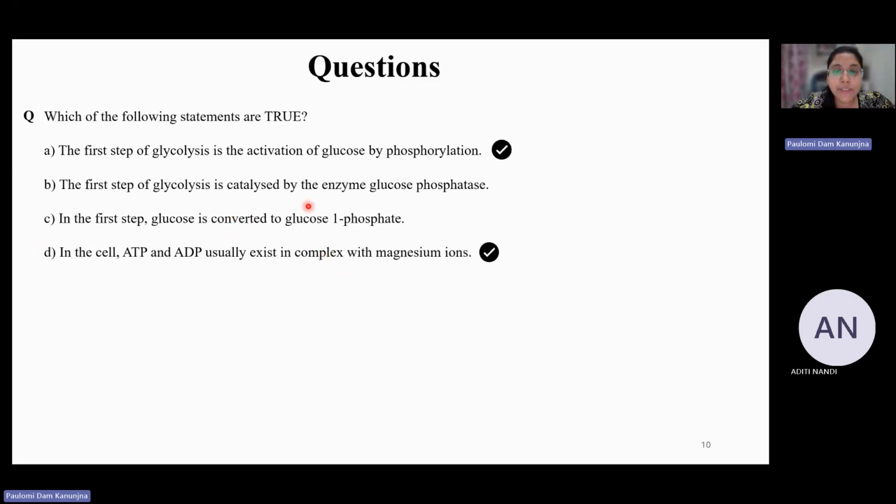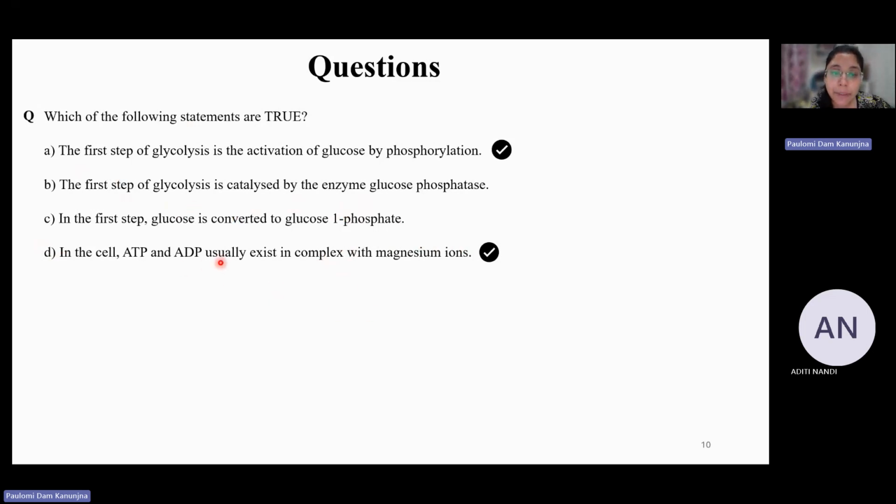The third statement said it is converted to glucose 1 phosphate, and we know that the phosphate is added to the 6 carbon, not the first carbon. So glucose 6 phosphate is the correct answer. While the enzyme that does that is not glucose phosphatase, it is hexokinase, right?